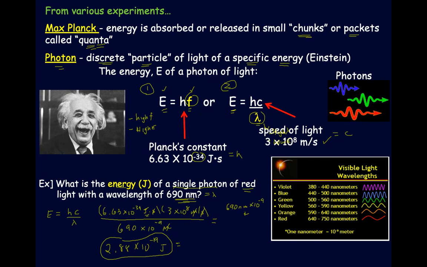Okay, and that's important to know. Your blue light, your violet light has high energy. Your red light has low energy. So it's important to know that these energies can be calculated, and that's an important part of this.